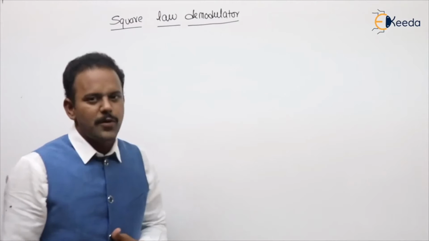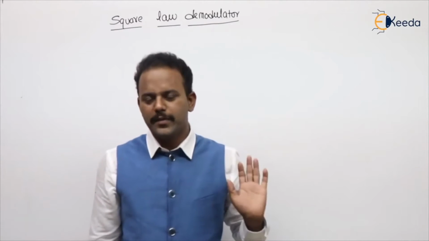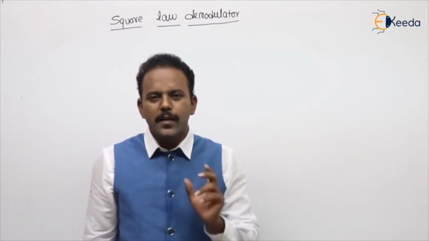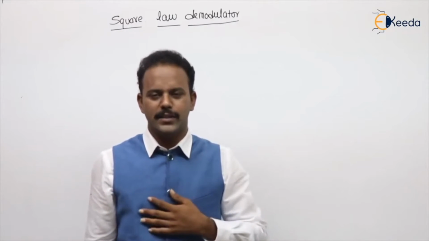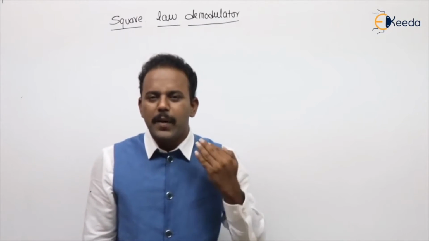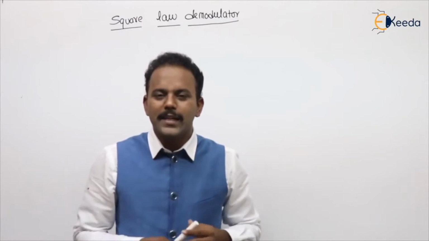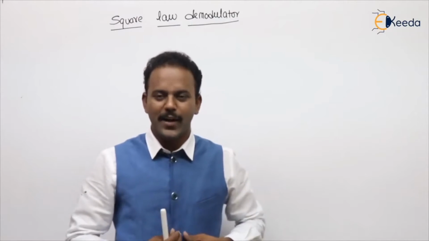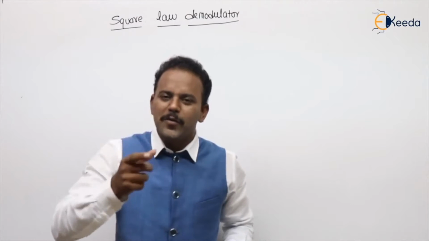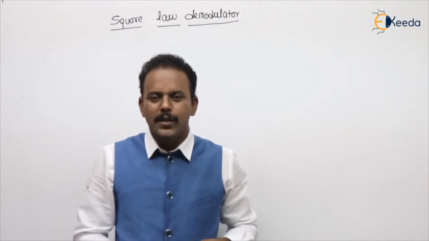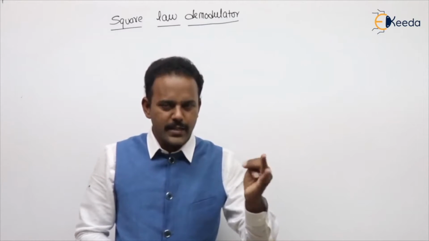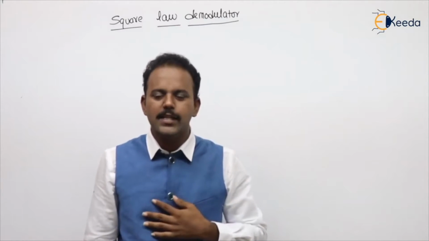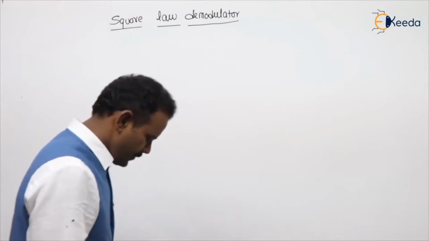Now we will discuss the square law demodulator. What is demodulation, sir? By taking the modulated signal, we bring back our message. What is modulation, sir? By taking message and carrier, we generate the modulated signal. Now, from that modulated signal, we get back our original message. We have three: square law demodulator, envelope, synchronous. The first one we are discussing is the square law demodulator.